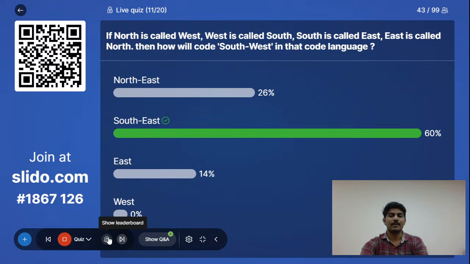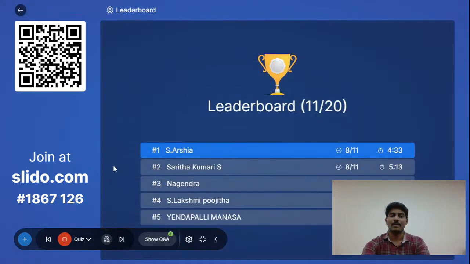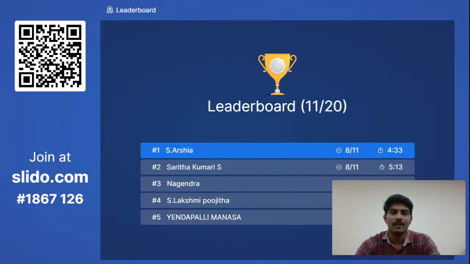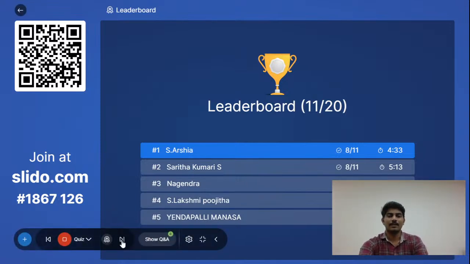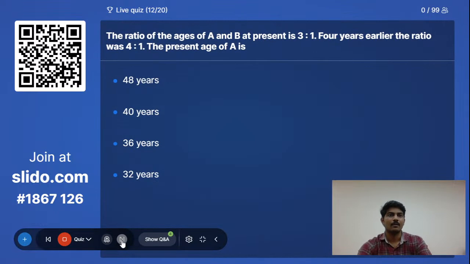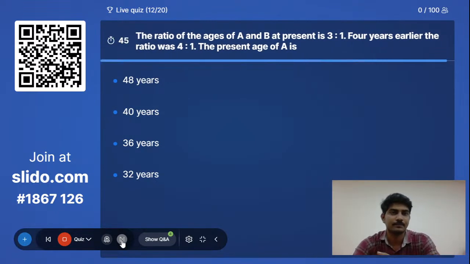Let's see who will be on the leaderboard this time. Again, Arshia is still in first position, second position is occupied by Sarita, and third by Nagendra, then Lakshmi Pujita and Mansa. I'm requesting everyone in the live quiz to try to answer, so that your names are also visible on the leaderboard. Okay, we'll move to the next set of questions, and here is your next question.